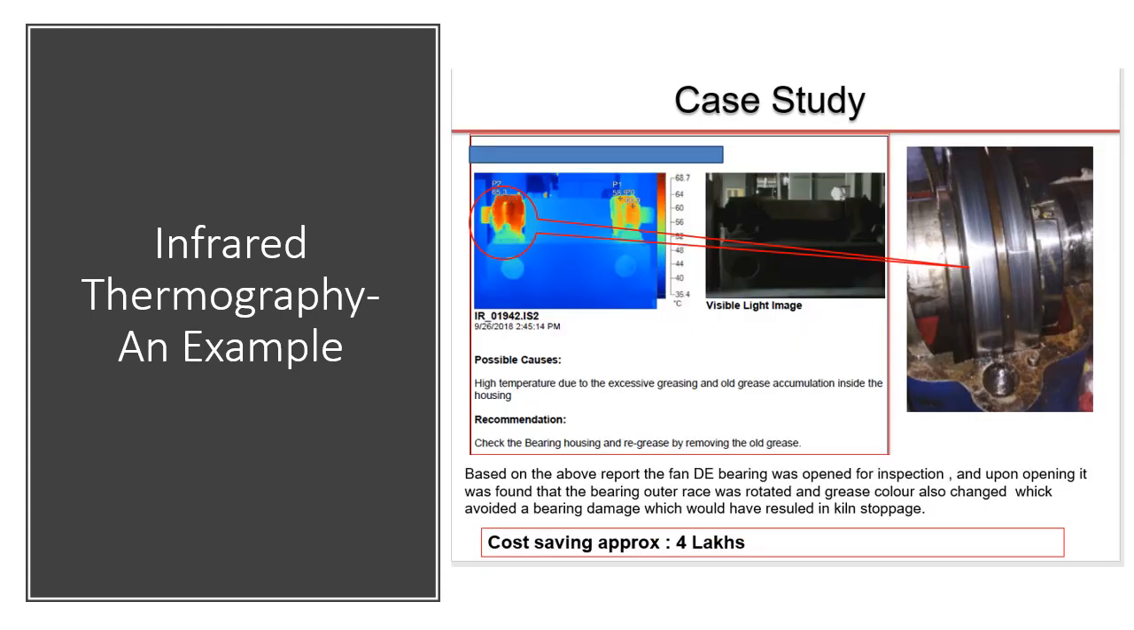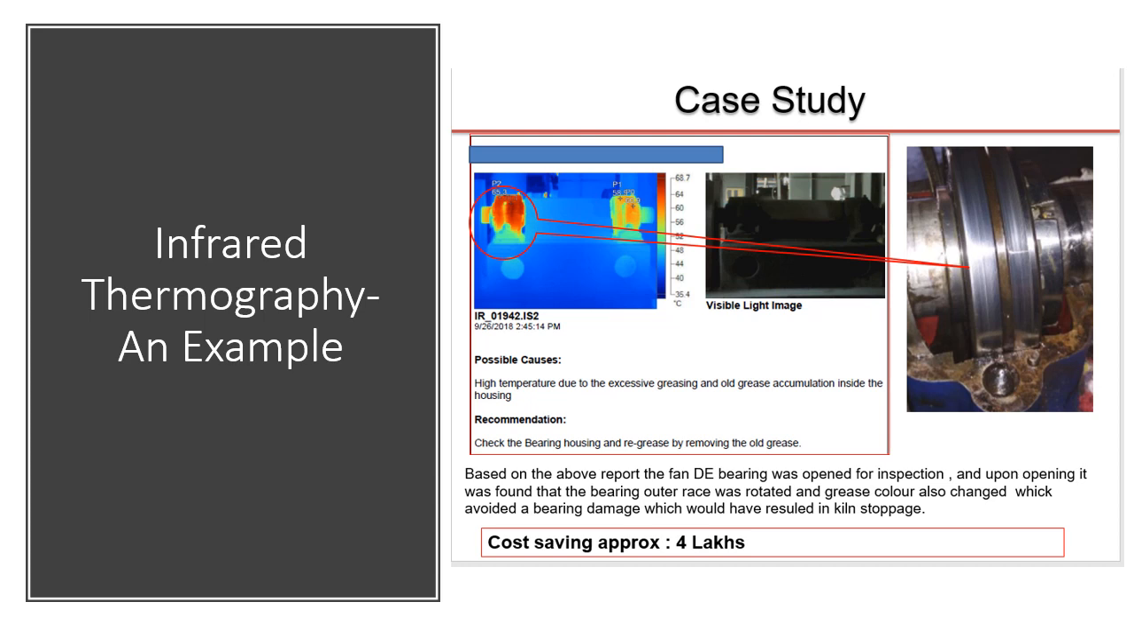So this is another qualitative thermography example from an ID fan. It was found that one of the bearings in the fan was abnormally high in temperature when compared with the other bearing. So it was recommended to inspect the bearing. Upon inspection, it was found that the grease had discolored into black, and the root cause for that was the outer race started rotating inside the housing.